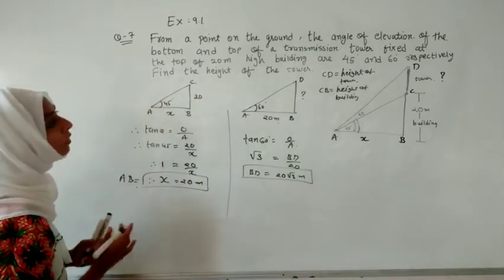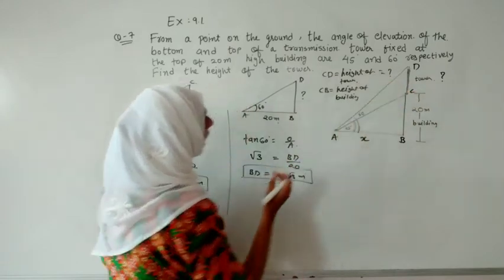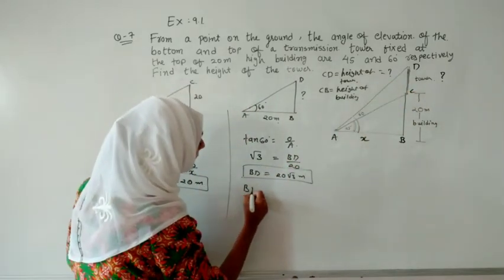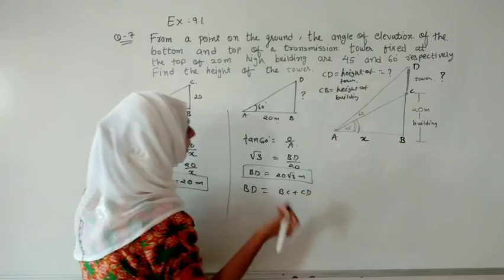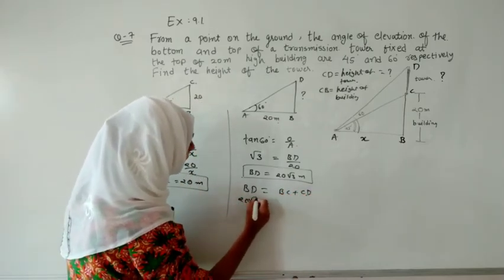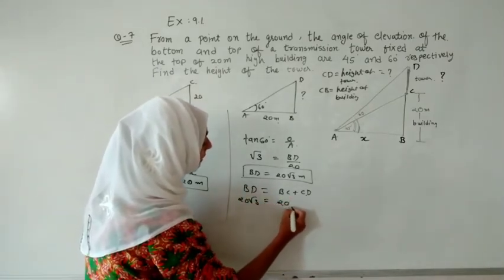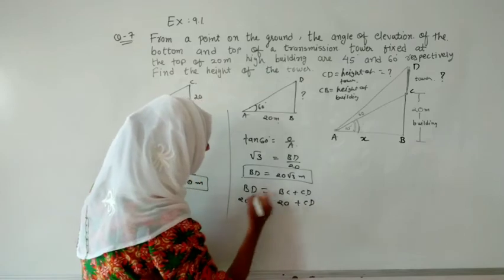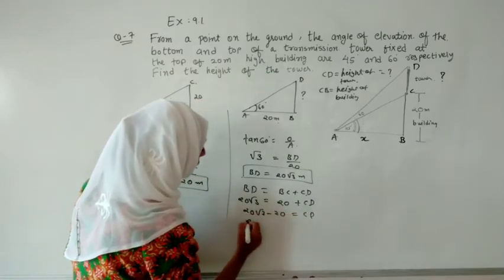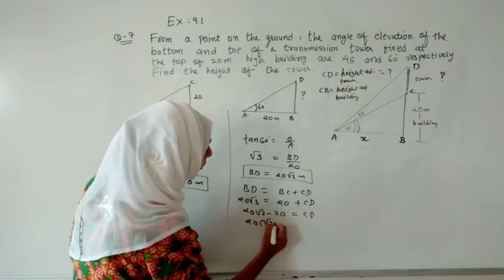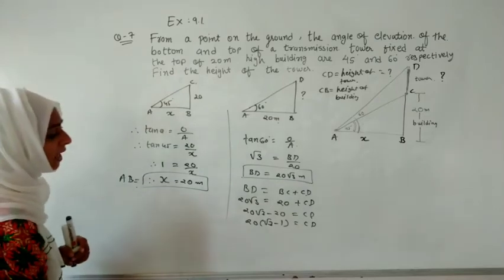Now here again we will find CD, because we have to find CD, that is, the height of the tower. BD is made up of what? BD is made up of BC plus CD. So let us substitute all the values. BD is 20 under root 3, BC is given as 20, and CD we do not know. Let us shift: 20 under root 3 minus 20 equals CD. Let us take 20 common. It will become 20 times (under root 3 minus 1), and that equals CD. This will be our answer.